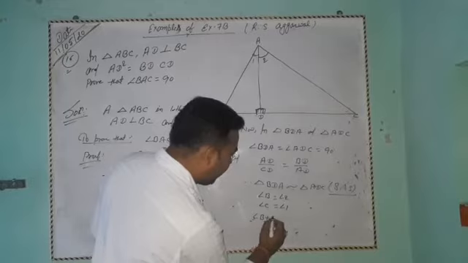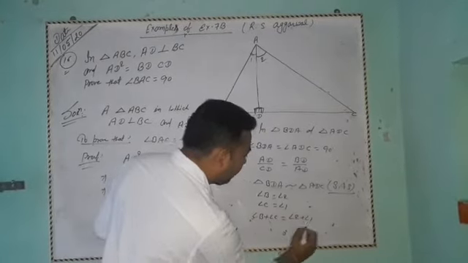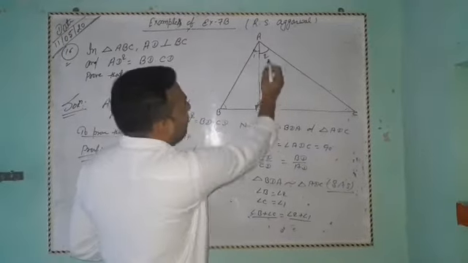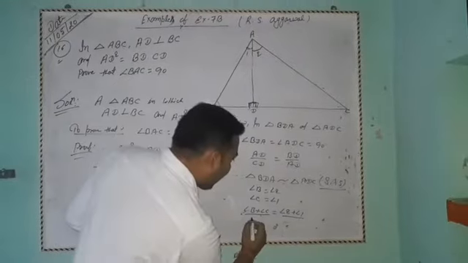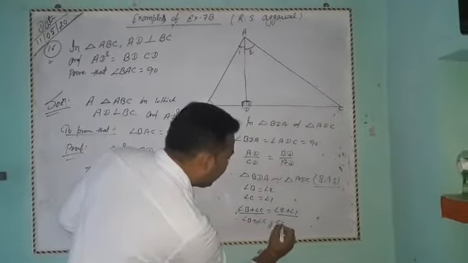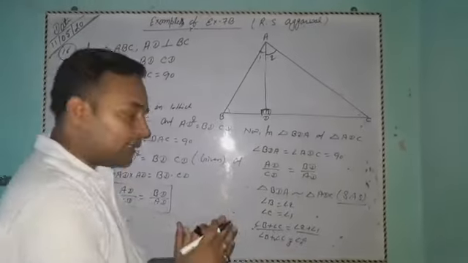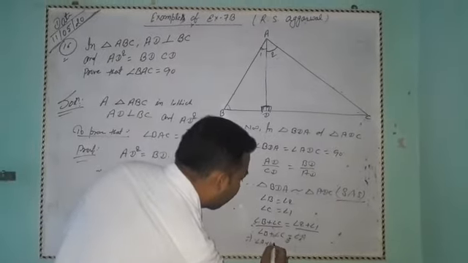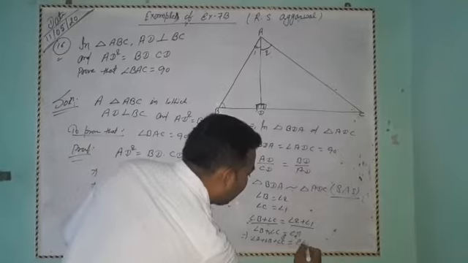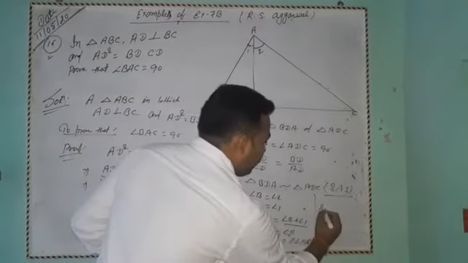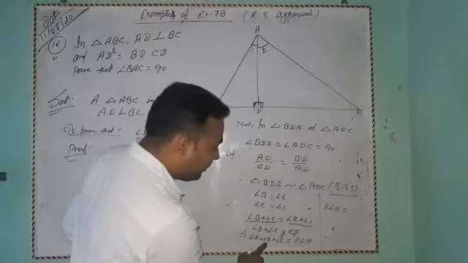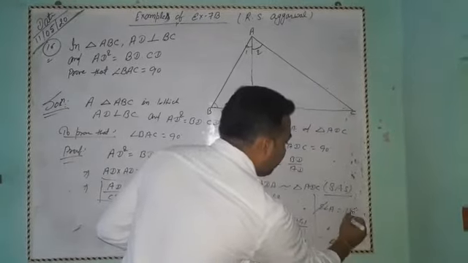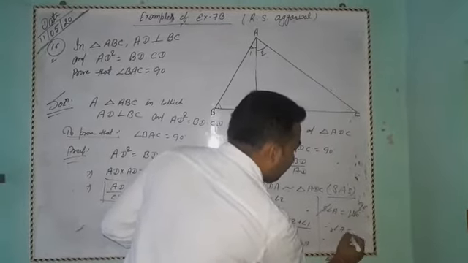Adding both sides, angle B plus angle C equal to angle 2 plus angle 1. So angle 2 plus angle 1 equal to angle A. Okay. So angle B plus angle C equal to angle A. Adding angle A on both sides, angle A plus angle B plus angle C equal to 2 angle A. Then 2 angle A equal to 180 degree. We know that sum of the angles of a triangle is 180 degree. So angle A equal to 90 degree.